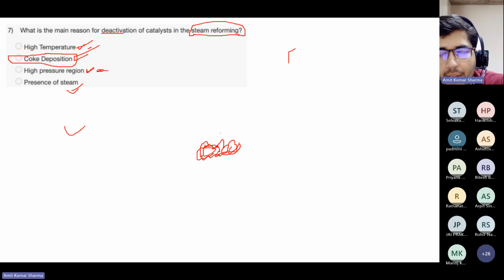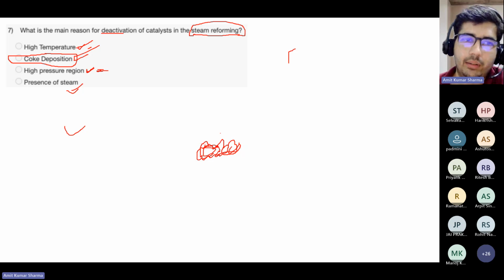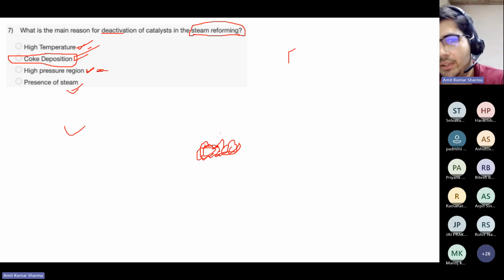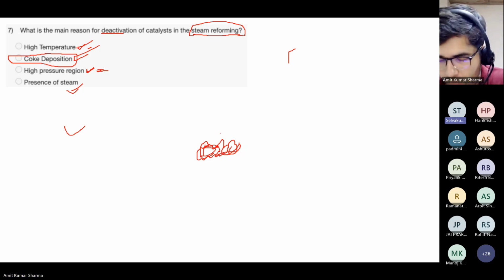So basically, if you are operating at higher pressure, then the velocity will also change, the gas velocity, and all things will be different. I do not know in detail what the direct consequence on the reaction will be, but the reaction kinetics will be disturbed at higher pressure. Okay. Okay, thank you.